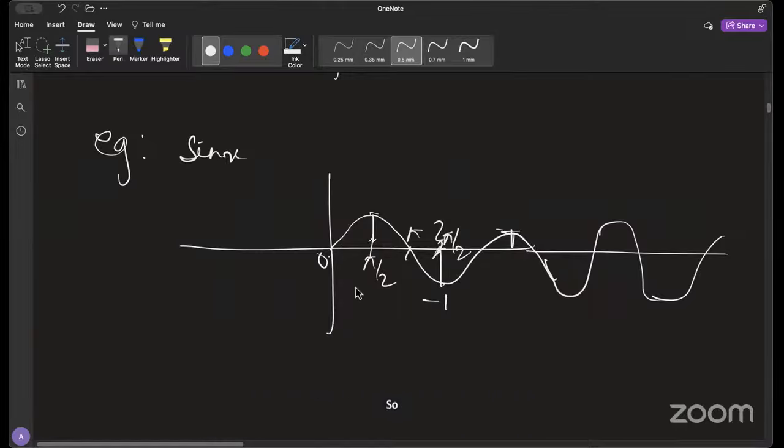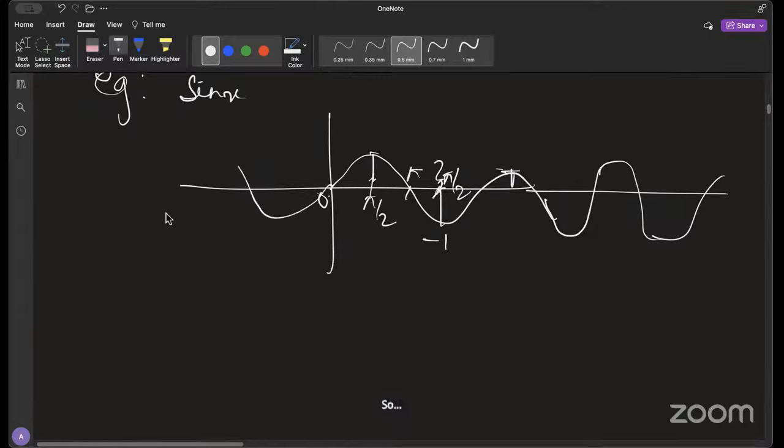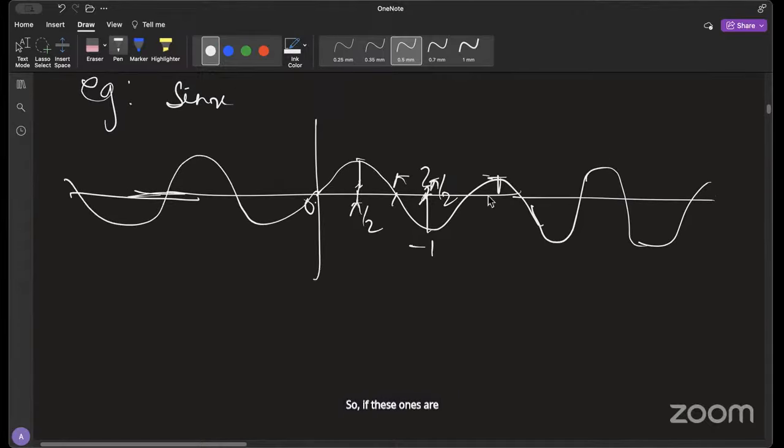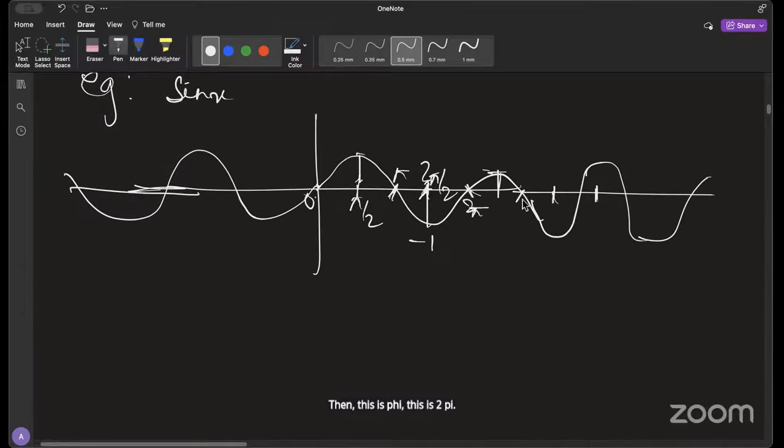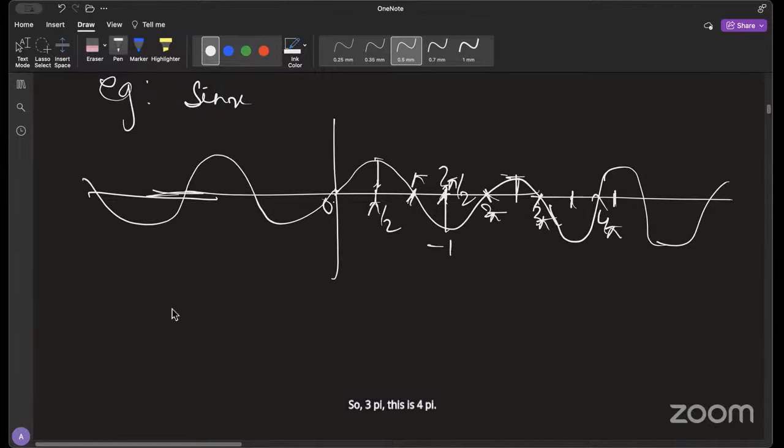And it keeps going on in this manner, and the same is on the opposite side. So if these ones are odd multiples of pi by 2, and these ones are multiples of pi, then this is pi, this is 2 pi, this is 3 pi, this is 4 pi. Then what are the local maximas and local minimas?